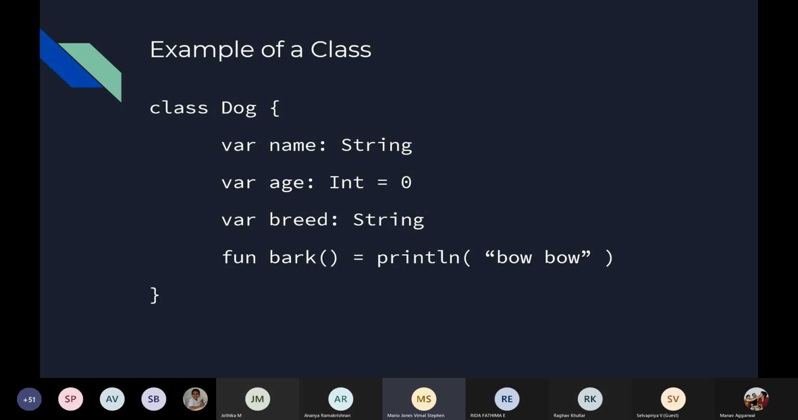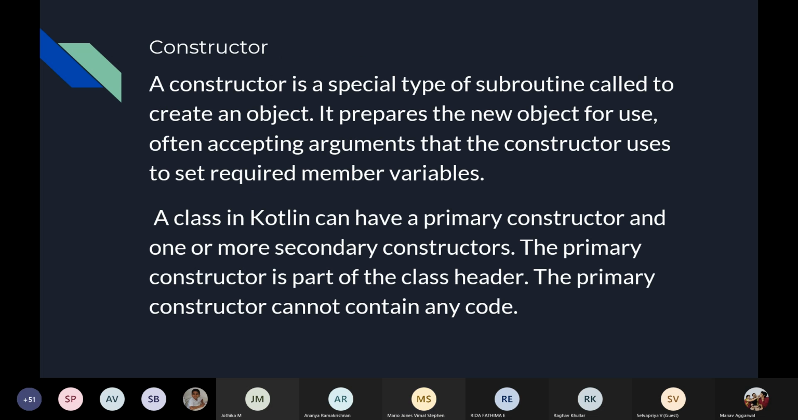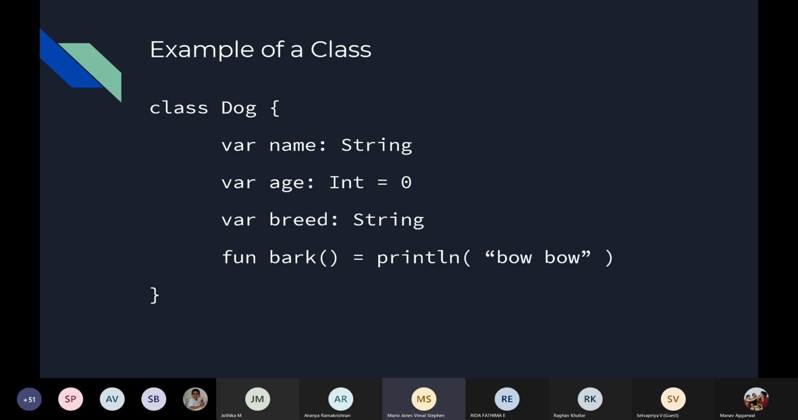If you have known OOPS in other languages, you might have seen that you have another function which has the same name as that of the class, like dog. But in Kotlin, this same line is the same as the primary constructor. And one more thing about the primary constructor is that it cannot contain any code. Sometimes it might be necessary to add some code in the constructor itself.